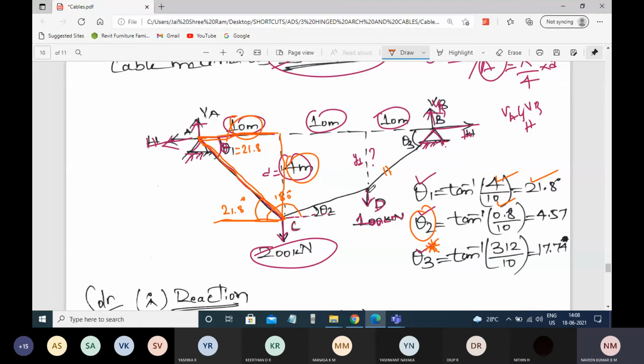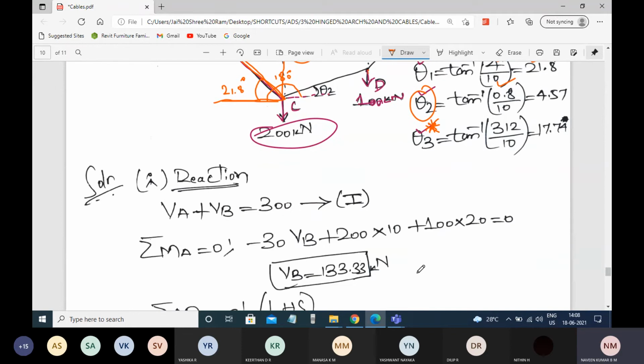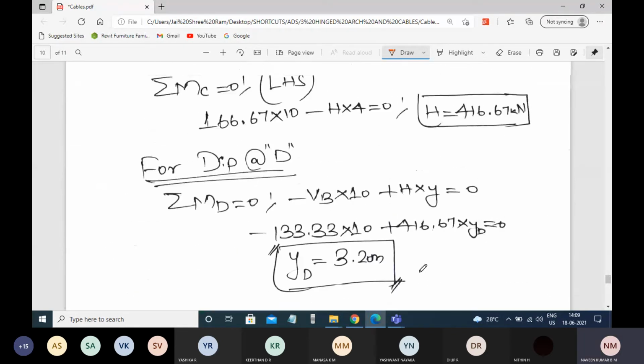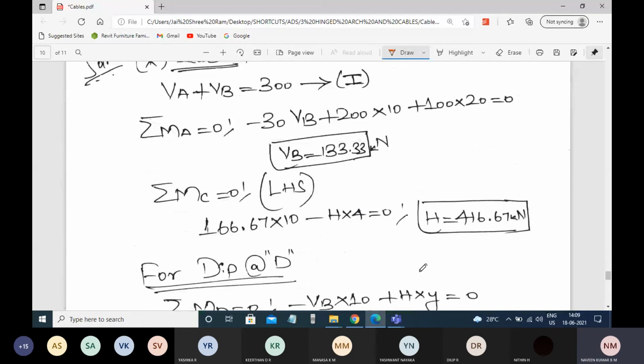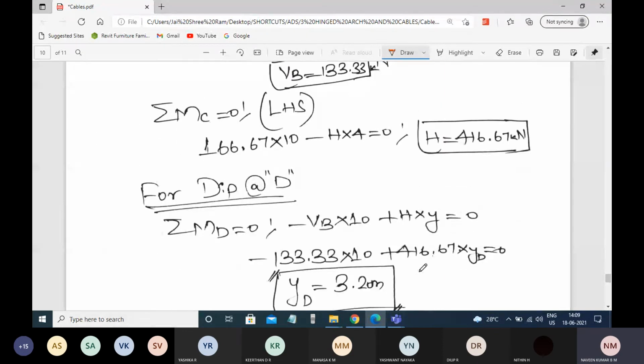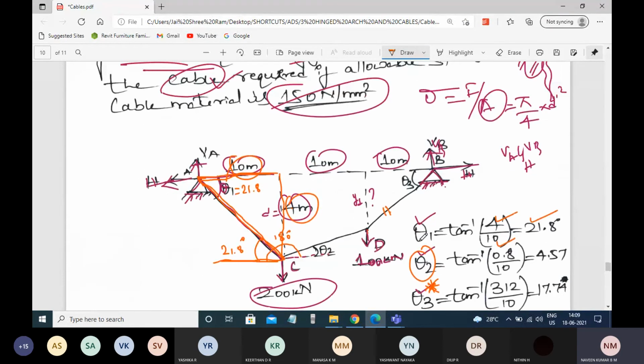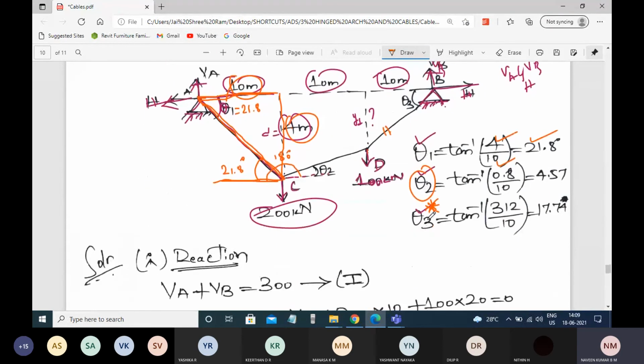So this height is required, I think. Let me wait. I think I calculated over here. Yes, I calculated over here. So in order to find this theta2 and theta3, let me go to finding the reactions.